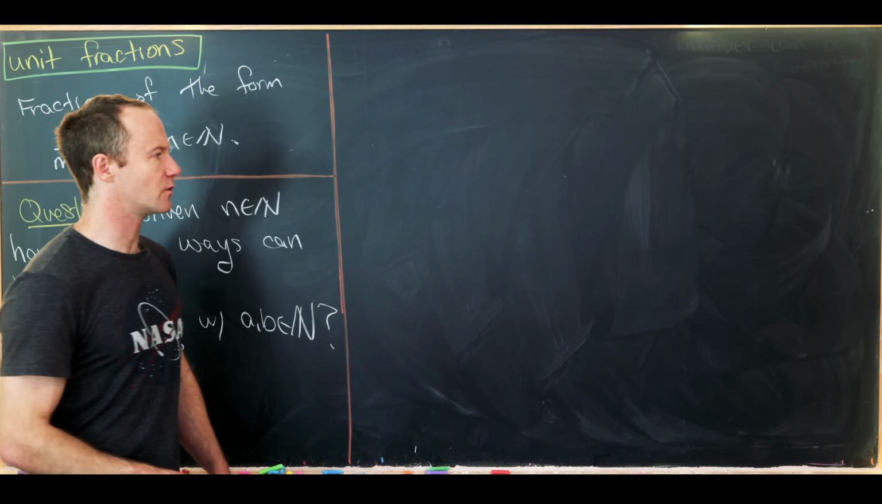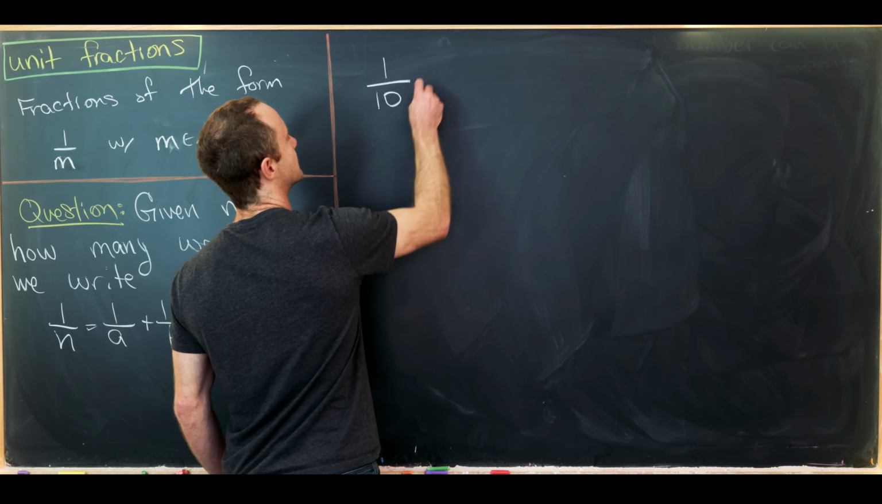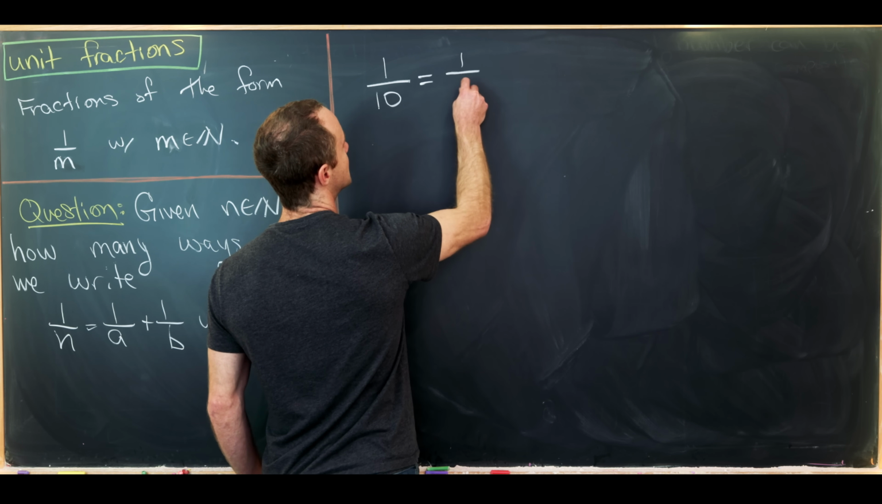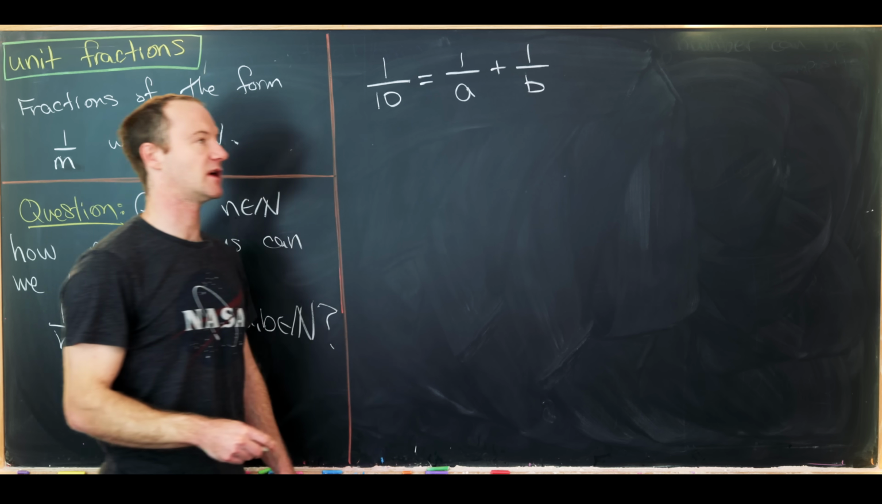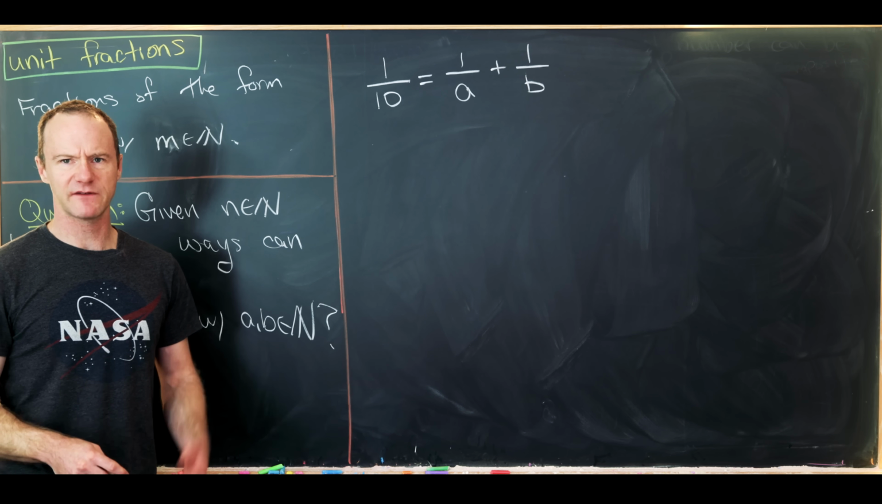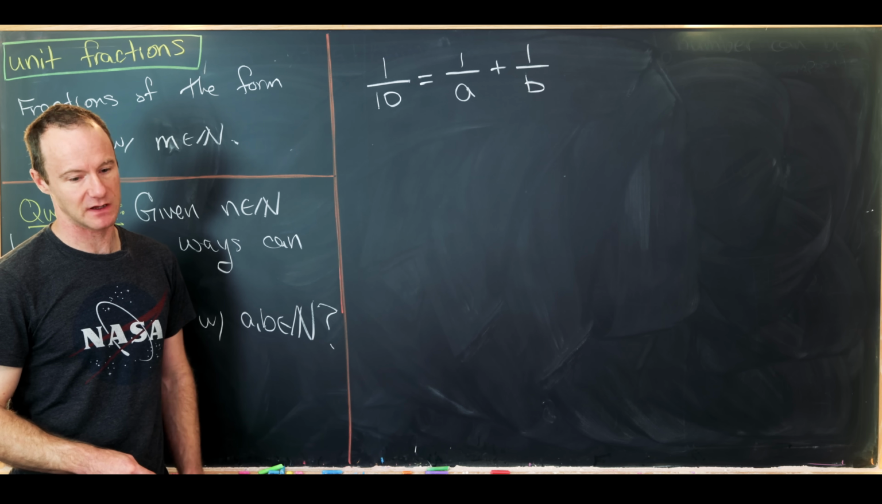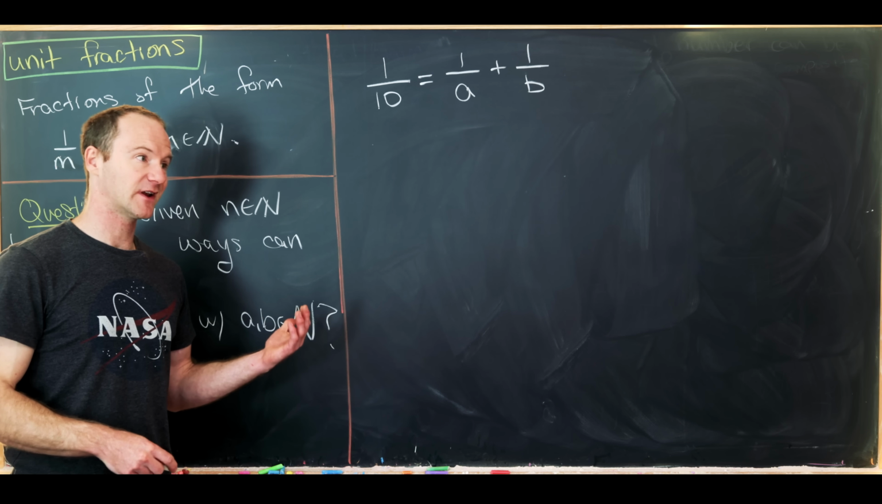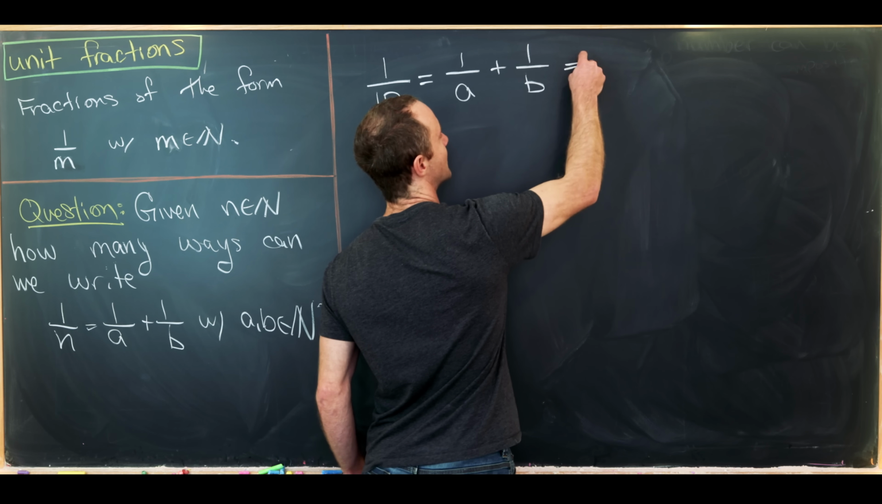Okay, so let's start with an example. And maybe the example we'll start with is fairly simple. It's 1 over 10. So let's try to decompose 1 over 10 as 1 over a plus 1 over b. That'll give us an idea for how to do this in general, although we will do an example in the middle. So what I'd like to do, even though we're working with fractions here, is to clear the denominators.